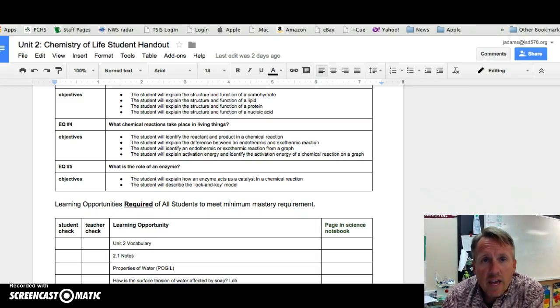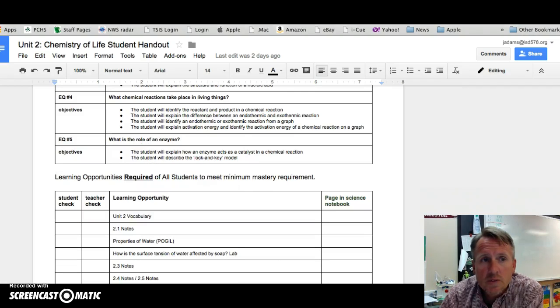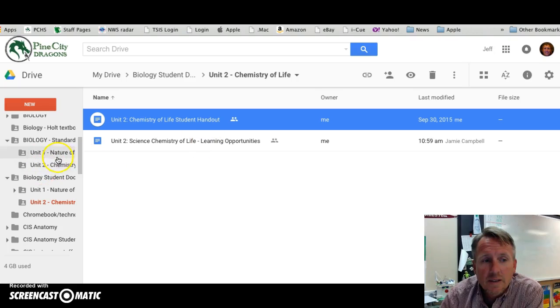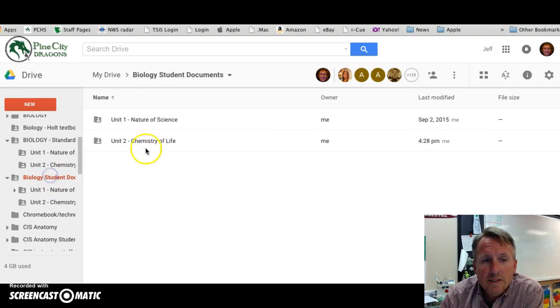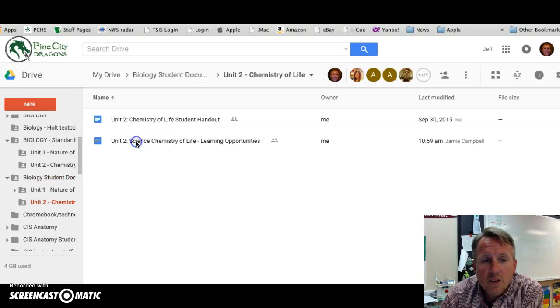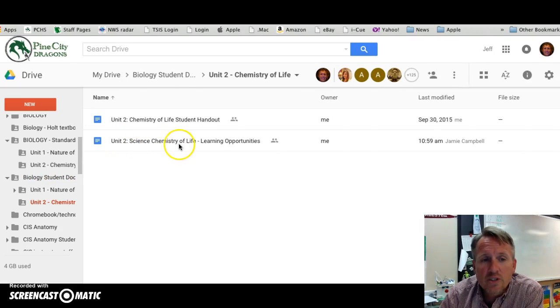To find the vocabulary, you'll go back in to the shared folder. Taking a look at Unit 2. If we go back to Unit 2, Chemistry of Life, you click on it, open it up, and you'll find Unit 2, Chemistry of Life Learning Opportunities.